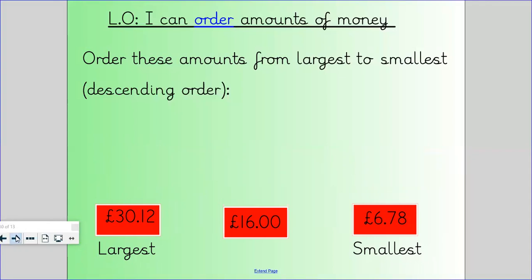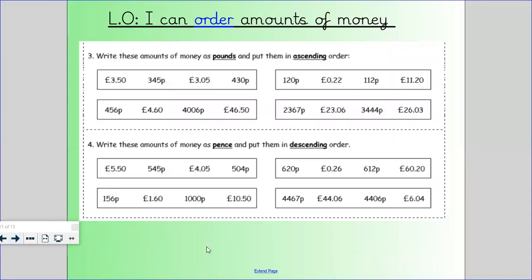Okay, so part 2 on your sheet looks like this. Write these amounts of money as pounds and put them into ascending order. Remember, that's going from smallest to largest. Then this says, write these amounts of money as pence and put them into descending order. So that's going from the largest to the smallest. Okay. Again, if you feel confident, go off and have a go at that, or if you want to save it all until the end of my teaching, that's absolutely fine.